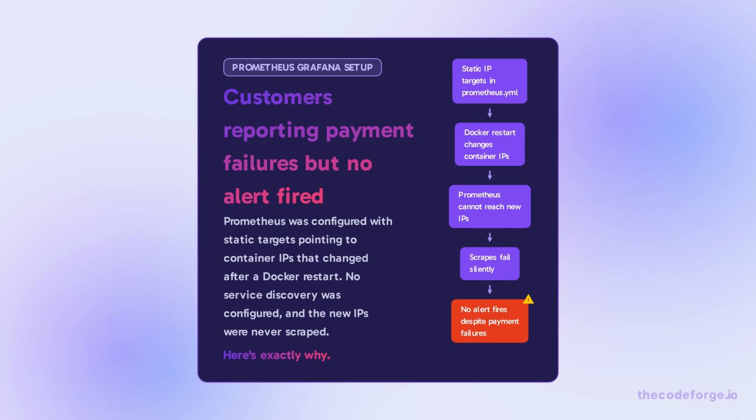Customers reporting payment failures but no alert fired. All dashboards green. The team assumed Prometheus would auto-discover new container IPs, but it was configured with static targets that broke after a Docker restart. Here's exactly why. But first, let's understand how Prometheus and Grafana work together.